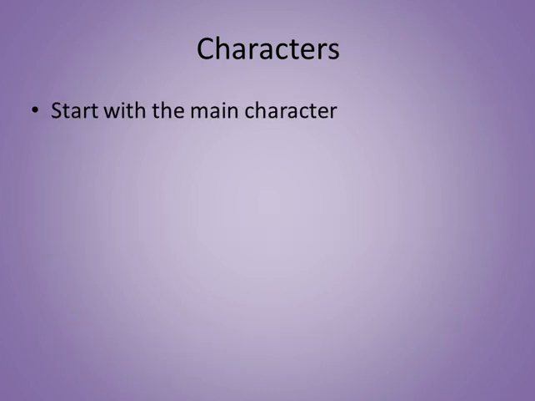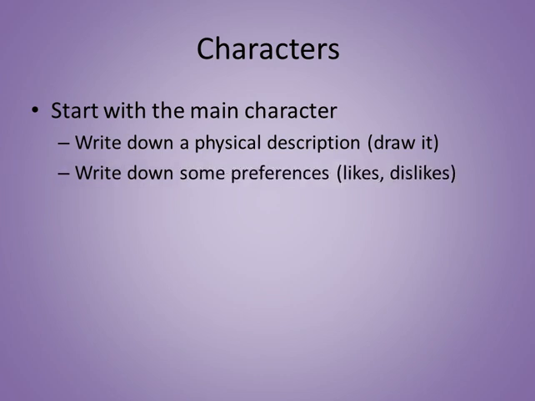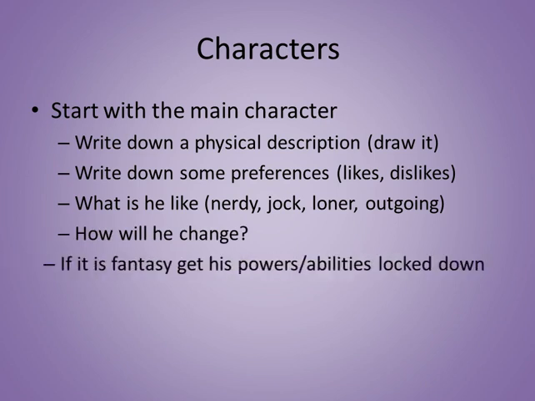So let's talk about writing the actual character sketch. I start with the main character usually, and then I try and come up with several different details. I'll write down a physical description, perhaps I'll even draw a picture, and then write down some preferences of this main character. What is he like? What is he not like? What type of person is he? Is he nerdy, jockey, loner, outgoing? How will he change throughout this story?